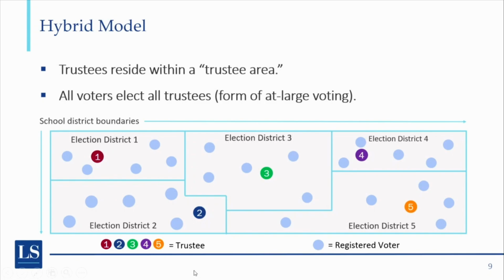Hybrid is a combination of the two. Thus, it's called a hybrid. In that system, you still have the trustee areas, but you still have at-large voting. So you as the candidate would have to reside within a particular area, but everyone within the district would still vote for you and still have the chance to elect you. So those are the 3 methods. Next slide.